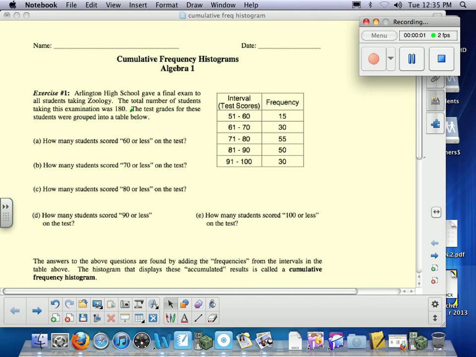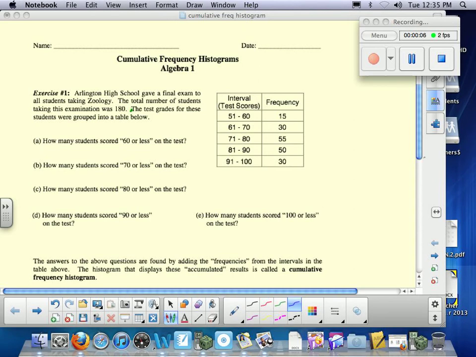Today we're going to talk about cumulative frequency histograms. Let's start with the word cumulative. I believe you know what it is, but it's not a word that you use very often.